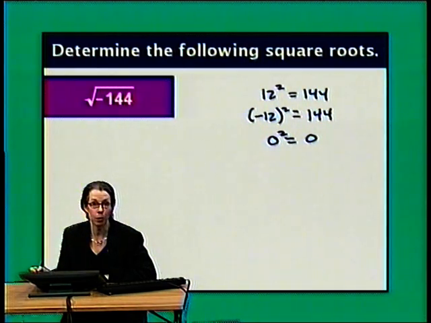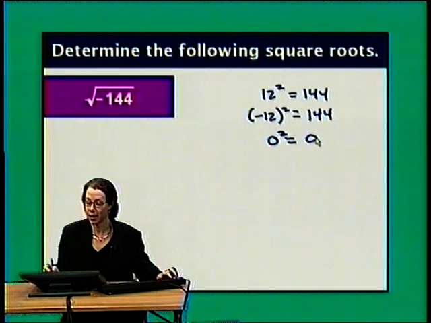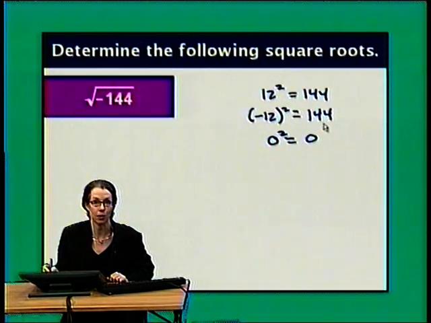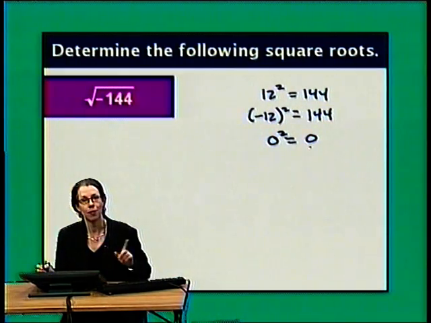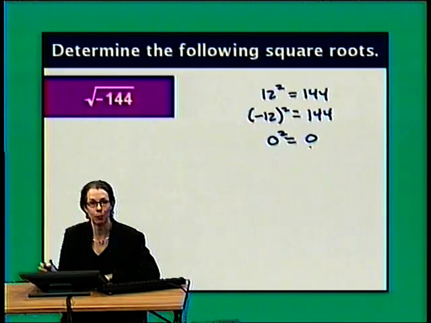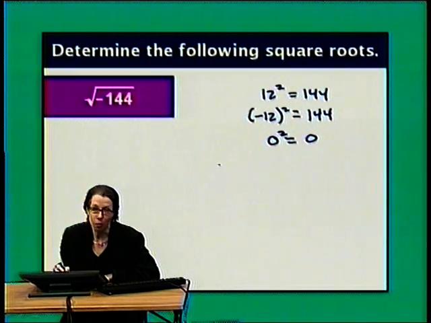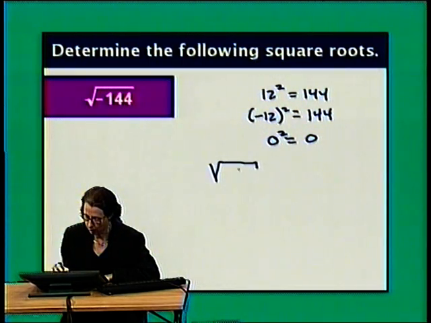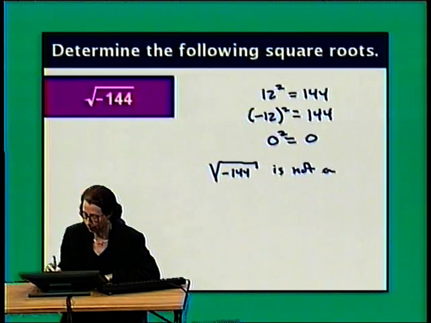So I cannot square a positive number and get a negative result. I cannot square a negative number and get a negative result. And I can't square 0 and get a negative result. In fact, there's no real number that will allow me to do this. So what I would write here is the square root of negative 144 is not a real number.